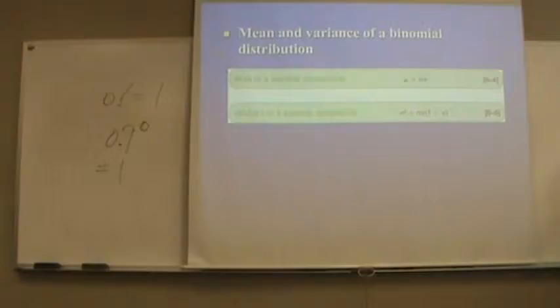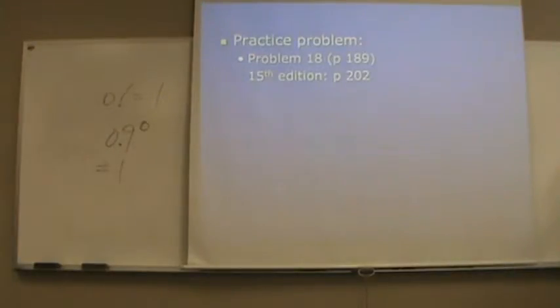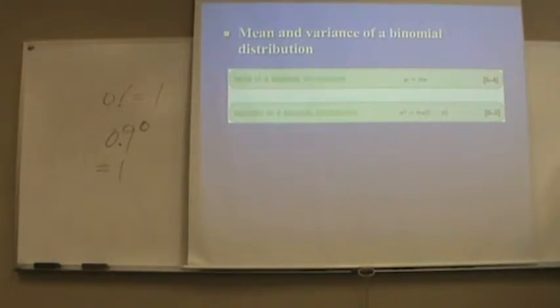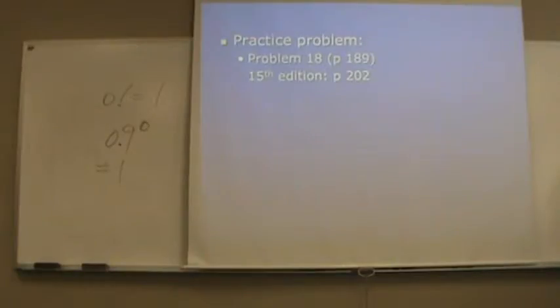Mean and variance of binomial distribution, you can find using a formula like this. But I will not ask this mean and variance, not in the test. Practice problem number 18.